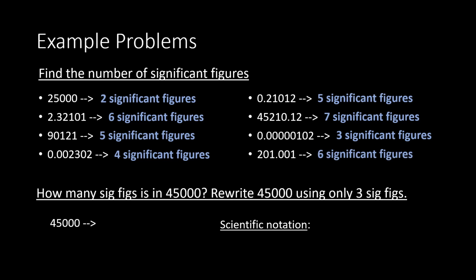The next problem asks us how many sig figs are in 45,000 and to rewrite 45,000 using 3 sig figs. Well, 45,000 falls under our first and sixth rule, so that number has 2 sig figs. And to rewrite 45,000 using 3 sig figs, we have to use scientific notation, and that will give us 4.50 times 10 to the 4th.